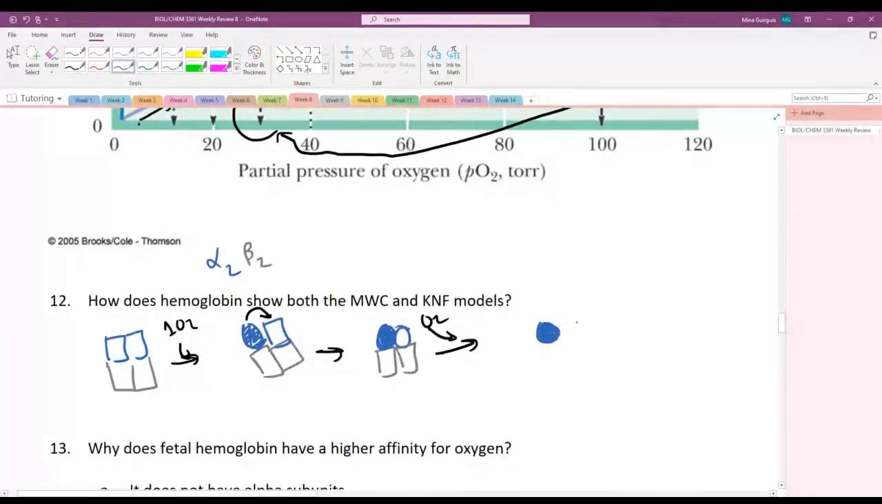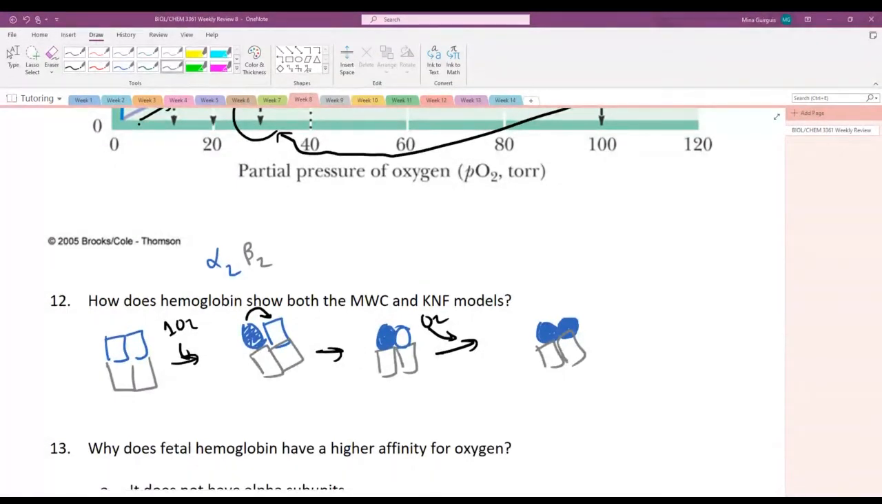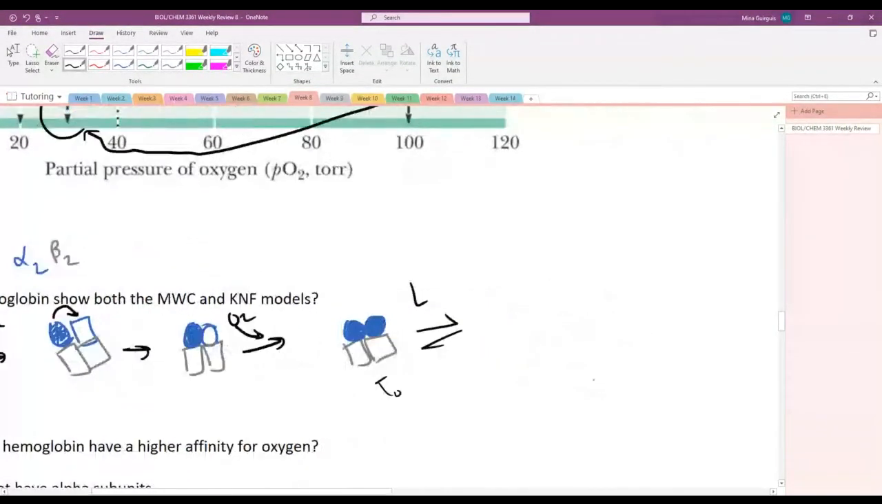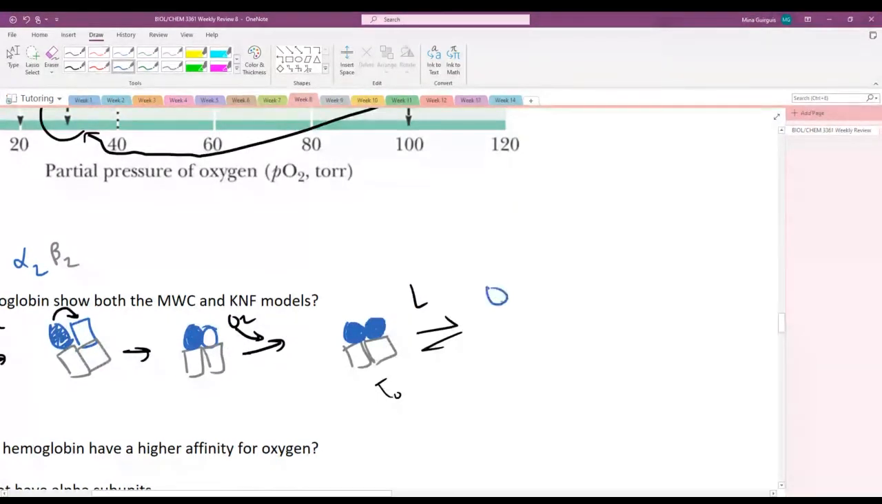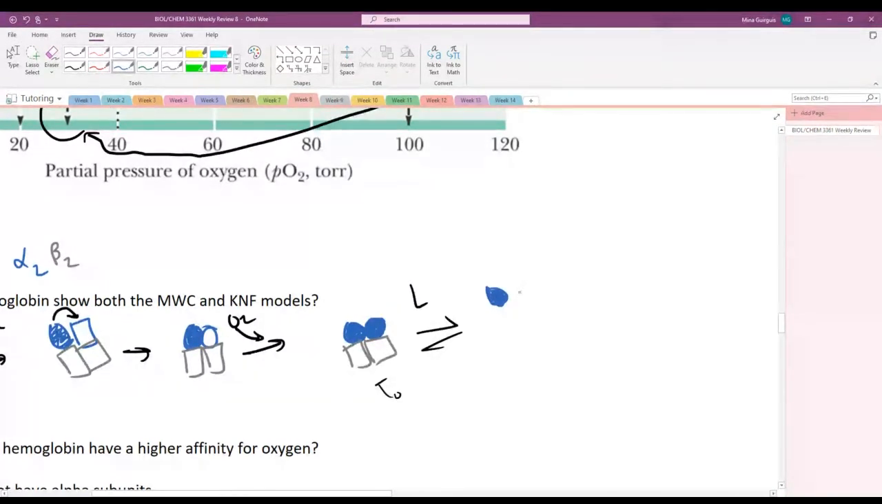Okay, all right. And we're going to talk about why all of this is happening in 3D, but first I want to draw the model. And then we get this and this. So now I want us to think about this. Let me draw that. There we go. Let's think of this as the T0 state in our MWC equilibrium. And on the other side of the T0 state is the R0 state. So let's go ahead and draw the R0 state.